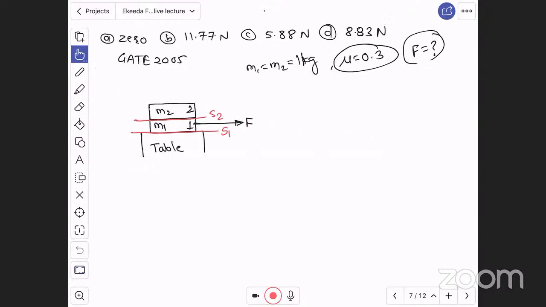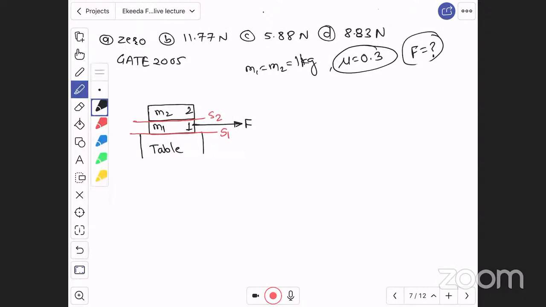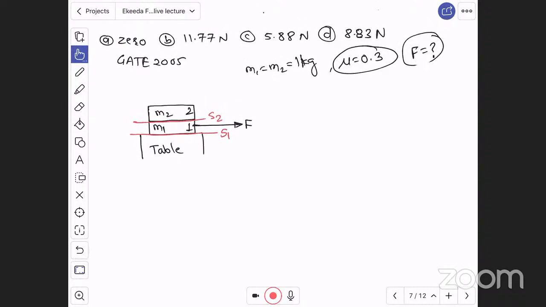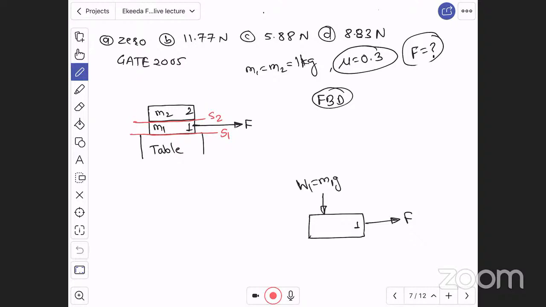Now let us draw the free body diagram of each book. Here I am drawing the free body diagram of book number 1. For book 1, force F is acting towards right. Now the mass of this book is 1 kg, whose weight will act in the vertically downward direction. Definitely, the weight of the book will act vertically downward. Let us say weight 1, W1, is equal to m1g.